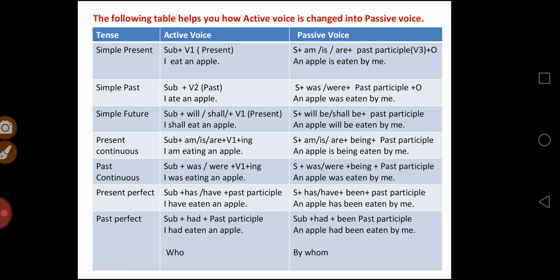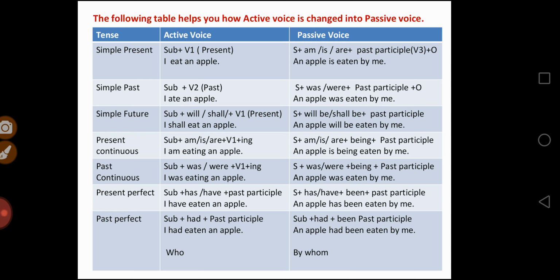In past continuous, subject plus was or were plus V1 plus ing form. Example is: I was eating an apple. Here in passive, subject plus was or were plus being plus past participle. Example is: an apple was being eaten by me.